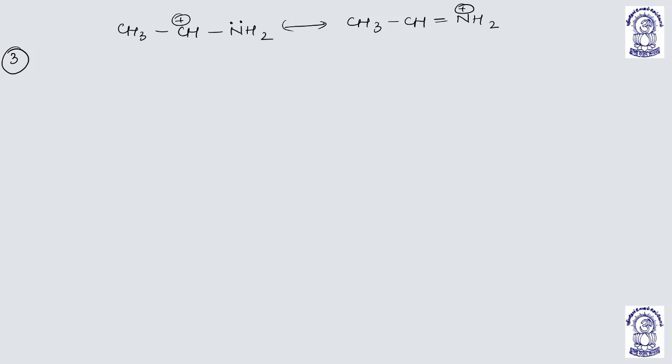The carbon here is making three covalent bonds, being deprived of its octet. Here, the carbon's octet is completed: 1, 2, 3, 4. Nitrogen's octet is also completed. So on the basis of octet, if the number of bonds and electron pairs are the same, then the second is more contributing than the first.